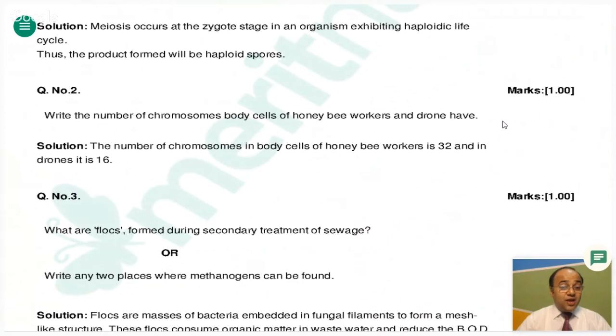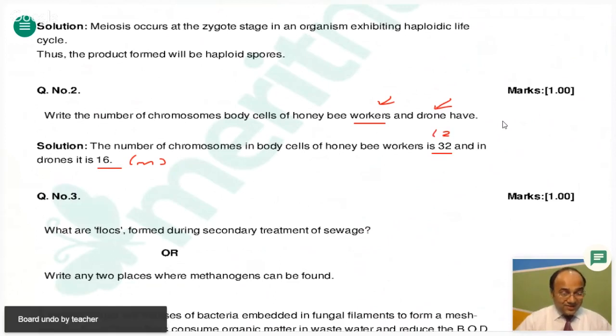The number of chromosomes in a drone and a worker honeybee. We know workers are a result of fertilization, drones are achieved parthenogenetically, right? So therefore, the number of chromosomes in the drones is haploid. They are all haploid, whereas your workers are diploid organisms. That is something pretty much clear to us.